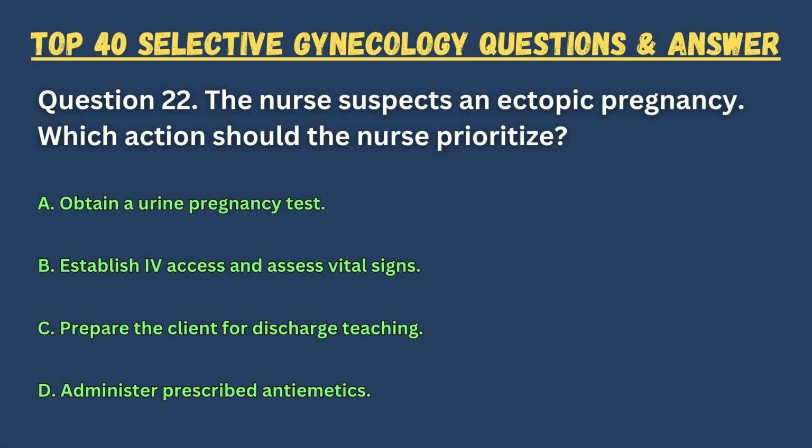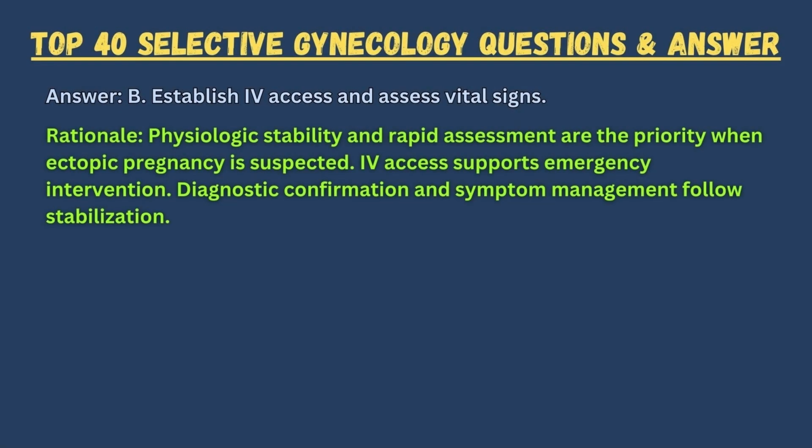Question 22. The nurse suspects an ectopic pregnancy. Which action should the nurse prioritize? A. Obtain a urine pregnancy test. B. Establish IV access and assess vital signs. C. Prepare the client for discharge teaching. D. Administer prescribed antiemetics. Answer: B.